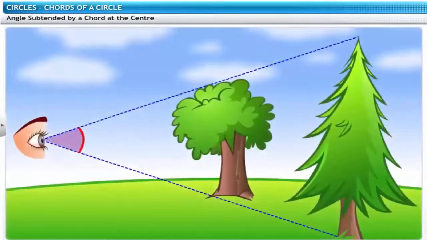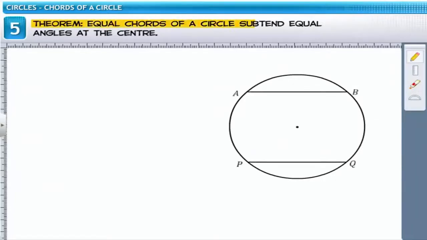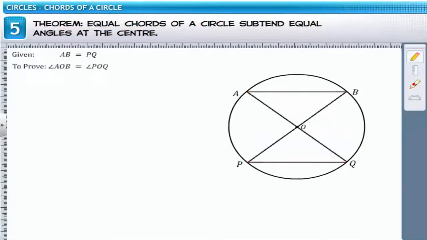Remember, we discussed that objects that appear equal in size subtend equal angles to our eye. Let us see if this is true for equal chords of a circle. The theorem states that equal chords of a circle subtend equal angles at the center. Here we have two chords AB and PQ that are equal in length. We have to prove that angle AOB is equal to angle POQ.